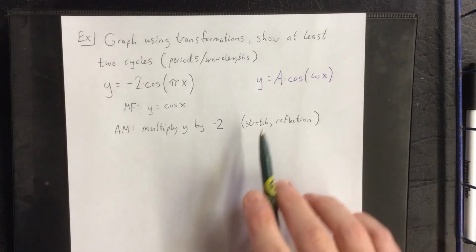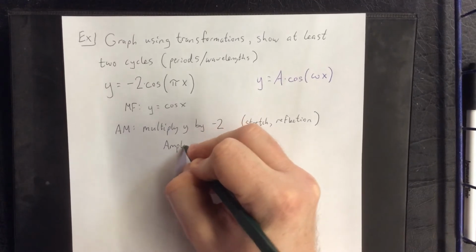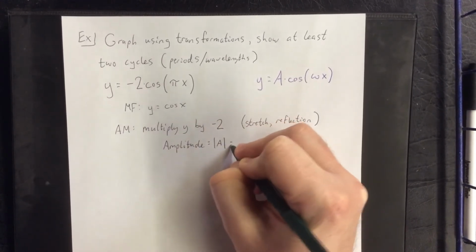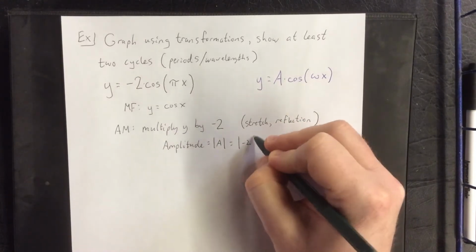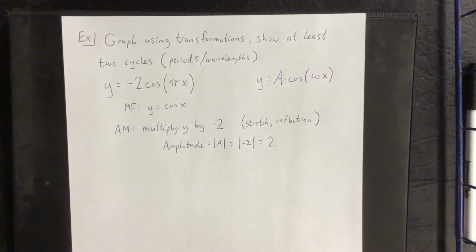The only thing that has an impact on the actual amplitude is the stretch, which is why we incorporate those absolute values as part of identifying the amplitude. So in this case, that would be the absolute value of -2, which is +2.